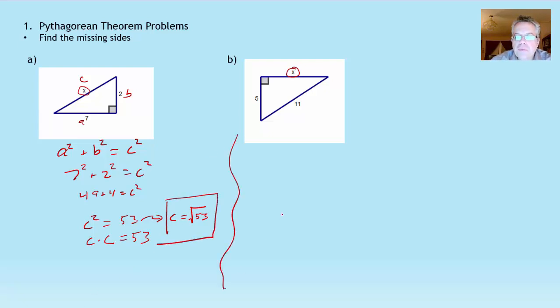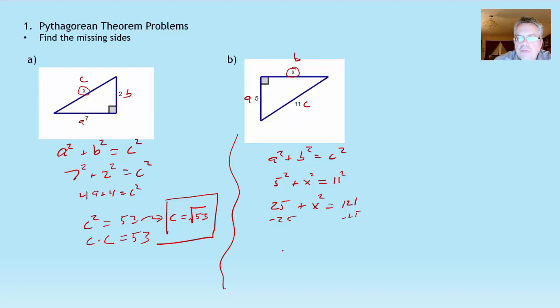Okay, on this one, when we substitute into a squared plus b squared equals c squared, I'll let 5 be a, and I have to let 11 be c since that's the hypotenuse. X is kind of in the position of b. Okay, so 5 squared plus x squared, x represents the length of the other leg, equals 11 squared. So this is just one step more than the other side. I see that I have to subtract 5 squared from both sides. Let me write in what the values are first. So I get 25 plus x squared equals 121. Now I subtract 25 from both sides.